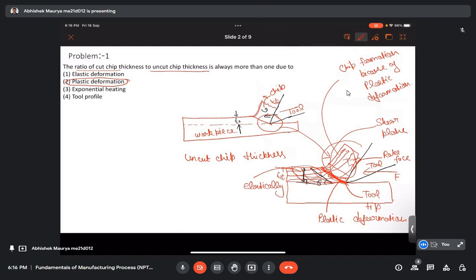So I think I have explained the answer. If any of you have doubt, please ask me, or we shall move to the next question if it is clear to everyone. Okay, it seems there is no doubt in this question. So let's move to the next question.